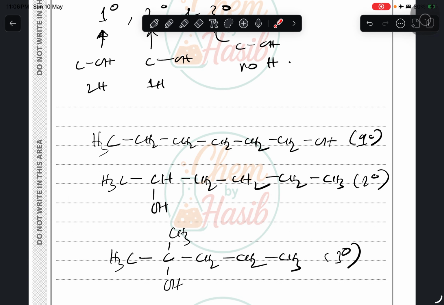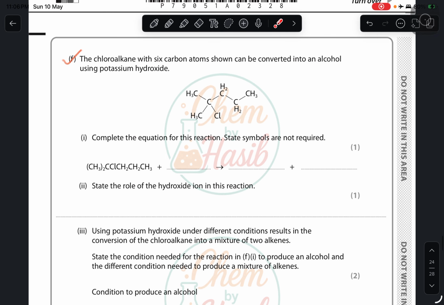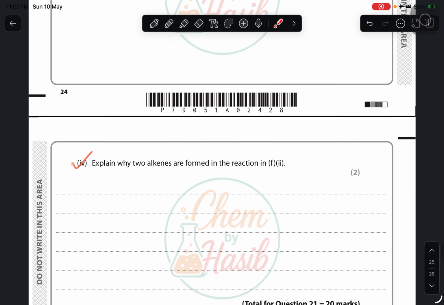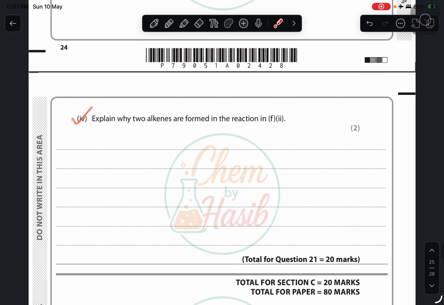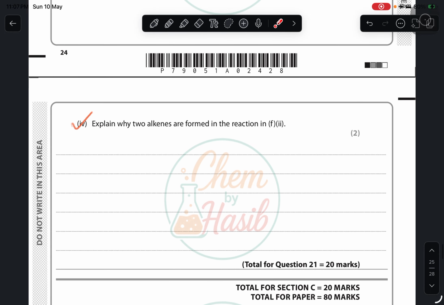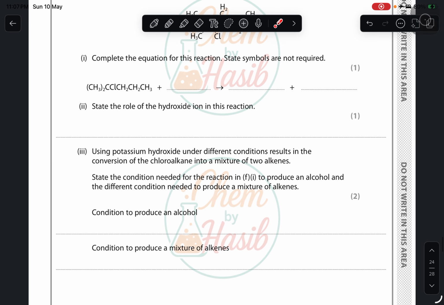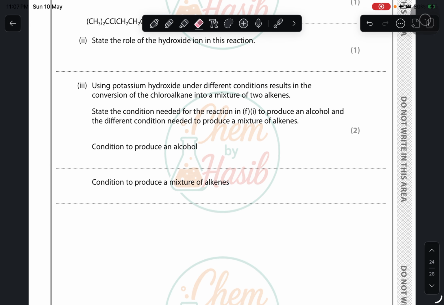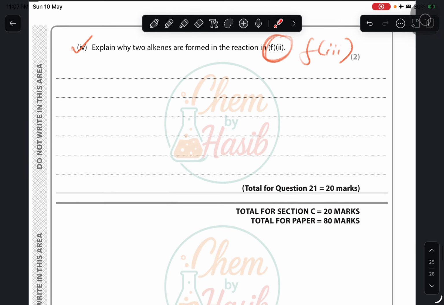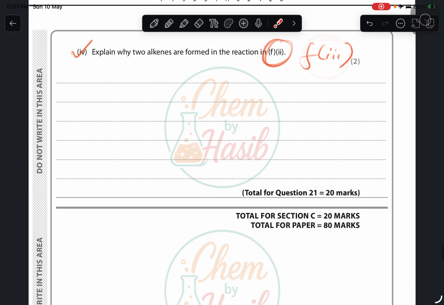Then question number F4: why are 2 alkenes formed in the reaction in F2? Now, when I checked this question, I think there was a mistake. This should be F3, because F2 doesn't form any alkene. Only in F3 is alkene formed. It says using potassium hydroxide under different conditions produces alkene. So alkene is formed in F3 and not F2, right?